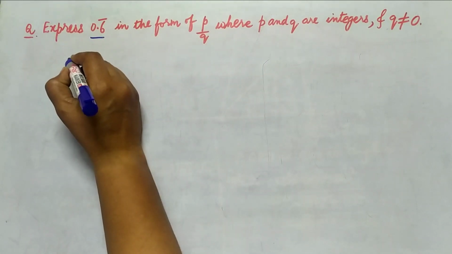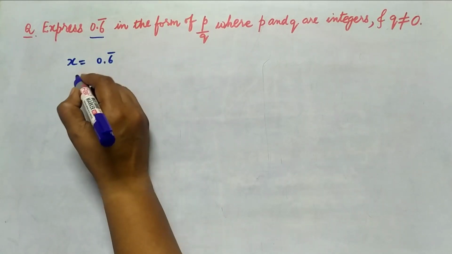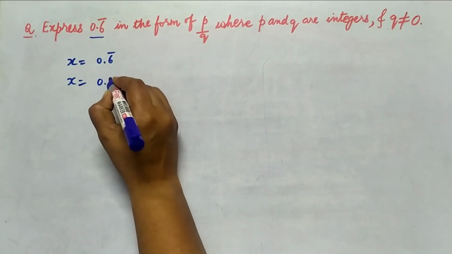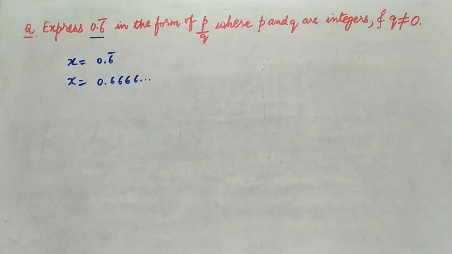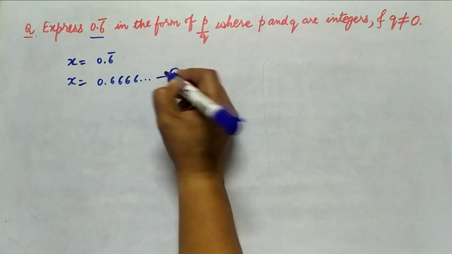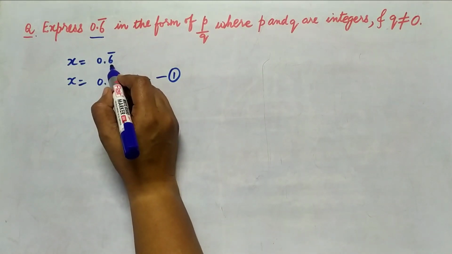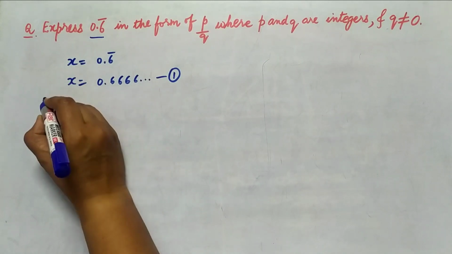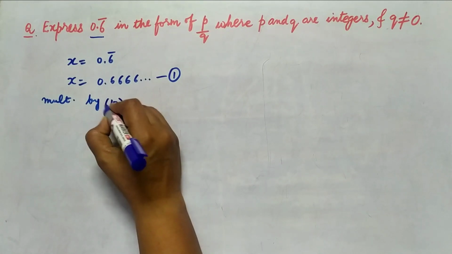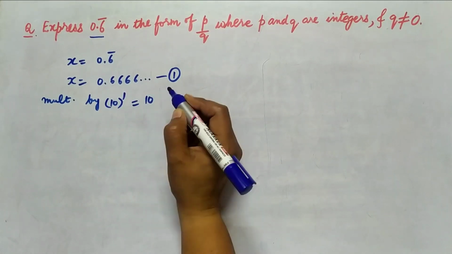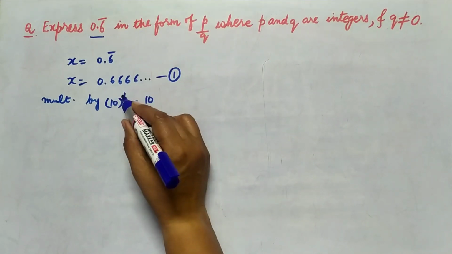We take 0.6 bar as x, means x is equal to 0.666 and so on. Bar means repeated number. We call it equation number 1. Now, only one digit is recurring, so we multiply both sides by 10 raised to power 1, that is 10, because one digit is repeated.